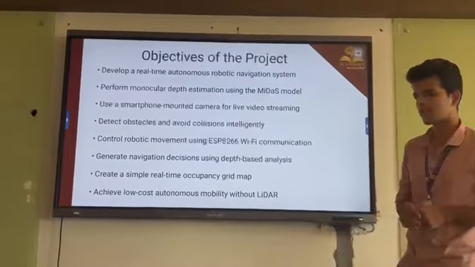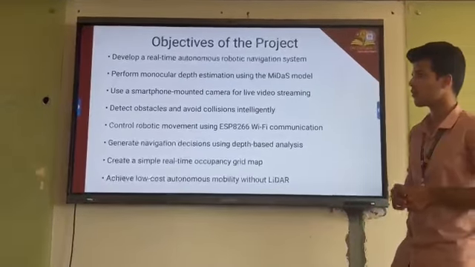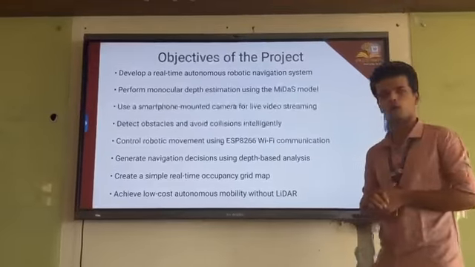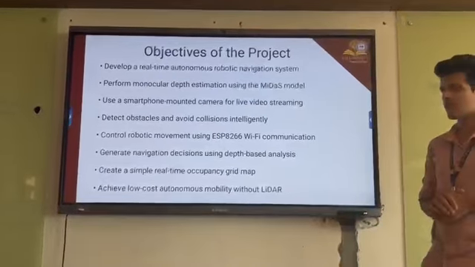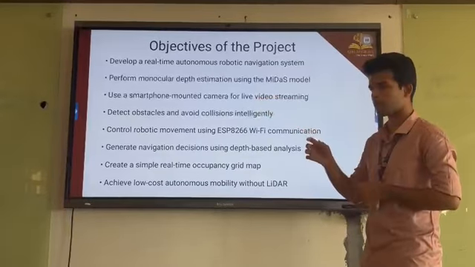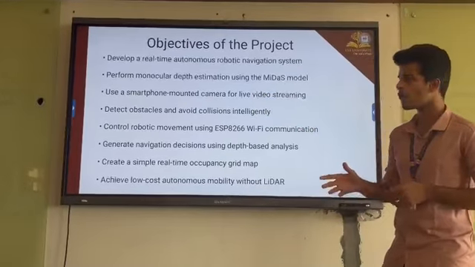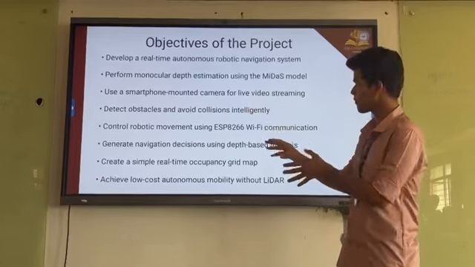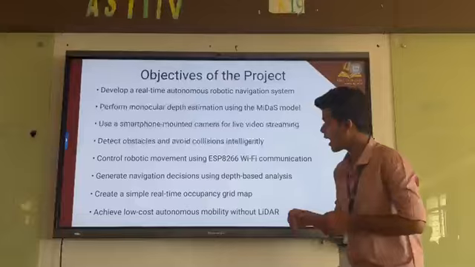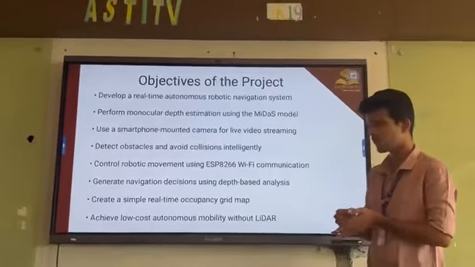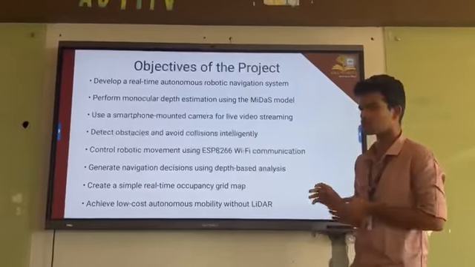Coming towards the objectives of this project. What are we stating in this project? We are developing a real-time autonomous navigation system, like a robot. It will perform monocular depth estimation without LiDAR. It will use a smartphone-mounted camera in the car for live vision. It will detect obstacles within the path and avoid collisions intelligently.